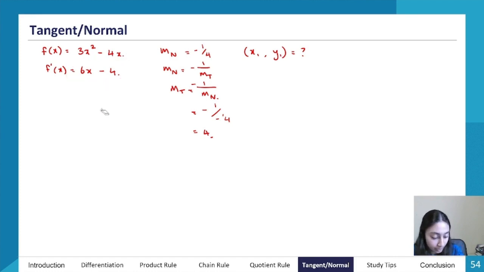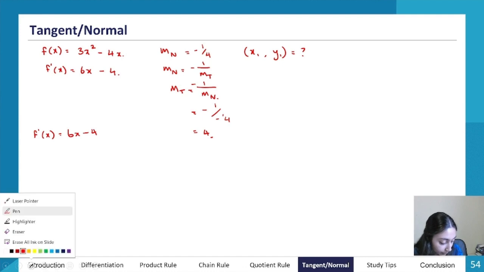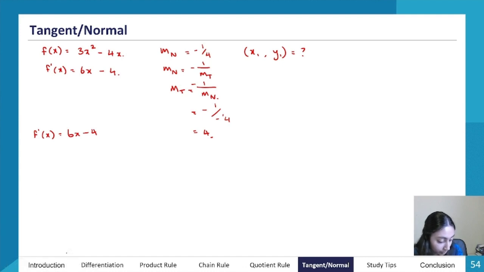Okay, so now I need to find the x value for which my tangent is equal to 4. So I'm going to write f dash of x is equal to 6x minus 4. I'm going to change my pen color so that I can show my working to you guys a bit better, which is equal to 4. 6x will be equal to 8. So x will be equal to 8 on 6, aka 4 on 3. So that's my x1. x1 is equal to 4 on 3.